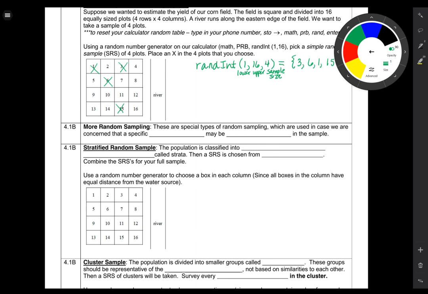These are for more random sampling, these are special types of random sampling which are used in case we are concerned that a specific subpopulation may be underrepresented in the sample. The first one is called a stratified random sample. In this particular sample, the population is classified into groups of similar individuals called strata.